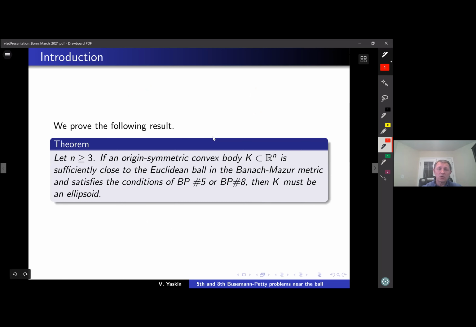All right. So what we will prove in this talk is the following. We'll show that the answer to problems 5 and 8 is affirmative in a small neighborhood of the Euclidean ball with respect to the Banach-Mazur metric. Okay.